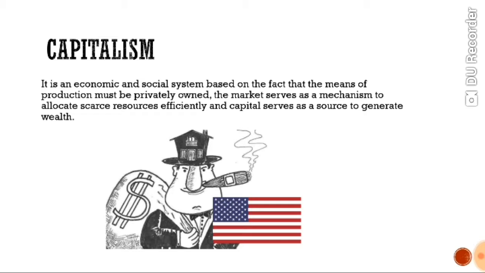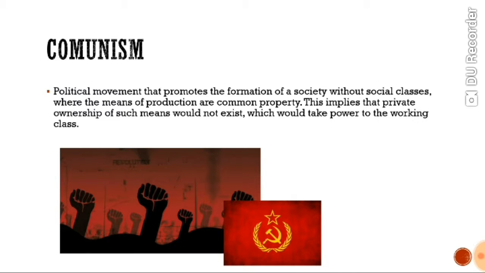Capitalism is an economic and social system based on the principle that the means of production must be privately owned. The market serves as a mechanism to allocate scarce resources efficiently, and capital serves as a source. And communism was a political movement that promotes the formation of a society without social classes, where the means of production are common property. This implies that private ownership of such means will not exist, which will give power to the working class.